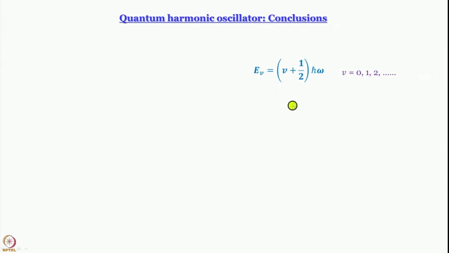be V plus half multiplied by h cross omega, which leads to a corollary that a harmonic oscillator can never be at rest. Its vibration energy can never be exactly equal to 0, because as we said several times already, but let me remind you once again, because if it comes to rest, then it means that position is the mean position, so x equal to 0 plus minus 0, and momentum is also 0 plus minus 0. Uncertainty in position, uncertainty in momentum, both are equal to 0. So, uncertainty principle is violated.